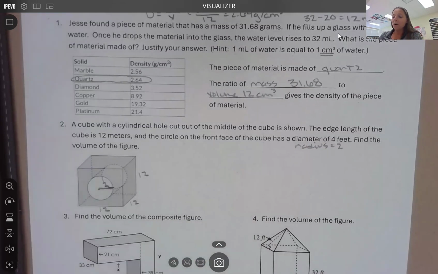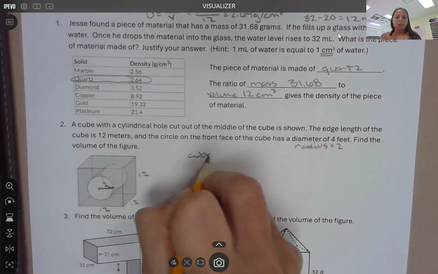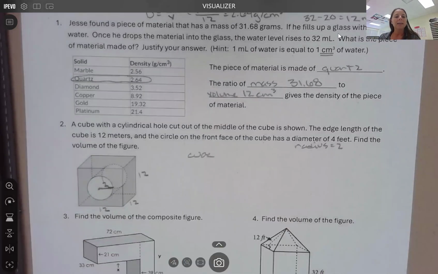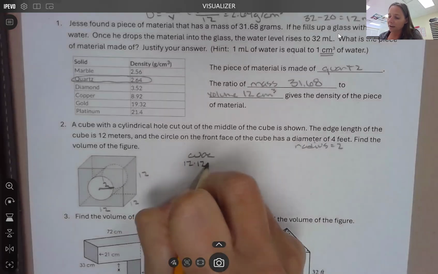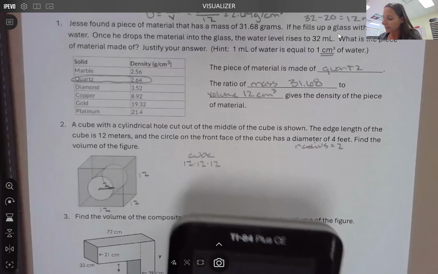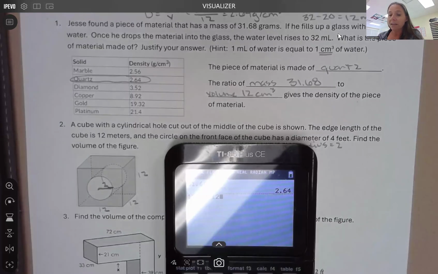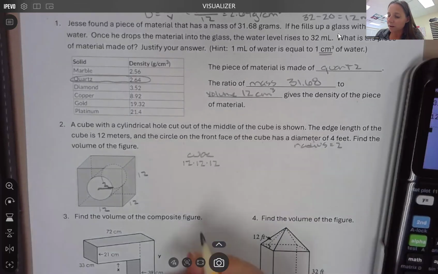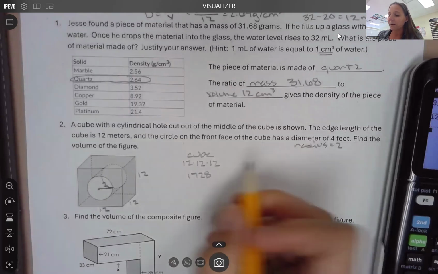All right, find the volume of the figure. Well, first off, you've got the cube. The cube is the big thing. So how do you find the volume of a cube? Length times width times height. Okay, 12 times 12 times 12. So when I do this, we get 1728. This is in meters, so we could say meters cubed.